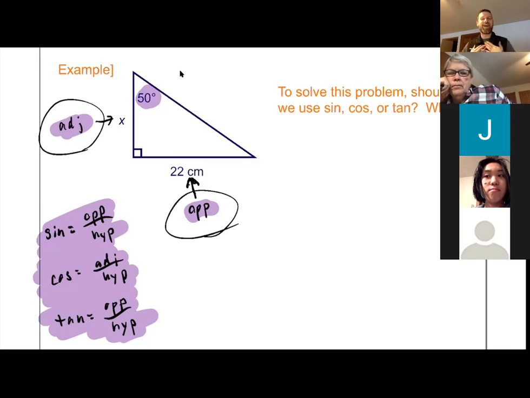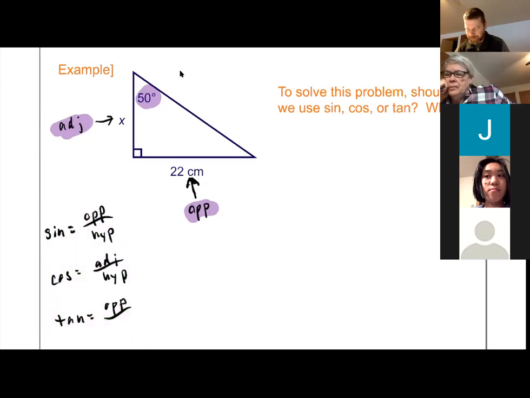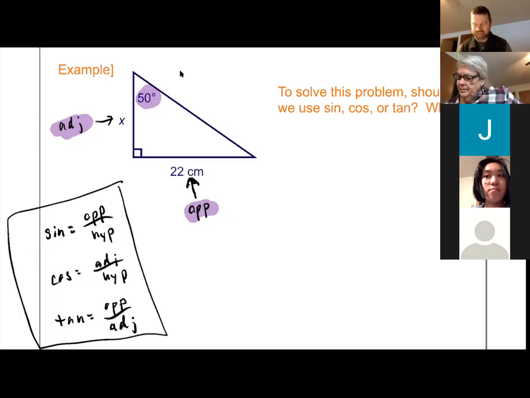Oh, no wonder there's such a long pause. I screwed up. I don't screw up too often, but I totally did this time. I wrote one of these wrong. Sine is opposite over hypotenuse. Cosine is adjacent over hypotenuse. Tangent, I wrote opposite over hypotenuse, and I meant to write opposite over adjacent. No wonder there was such a long pause.